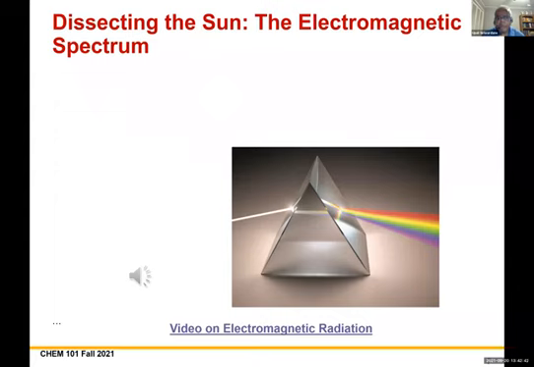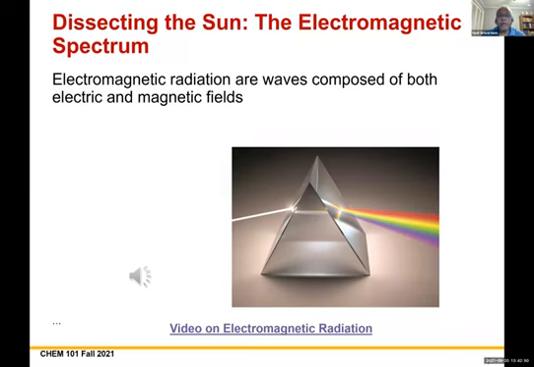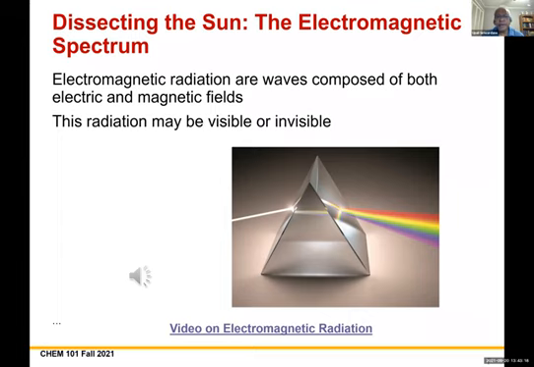The sun has positive effects. What is in the electromagnetic radiation that comes from the sun? Electromagnetic radiation is waves composed of electric and magnetic fields that travel through empty space. It doesn't need a medium. Water waves need water, but electromagnetic radiation passes through space. This radiation can be visible and invisible.